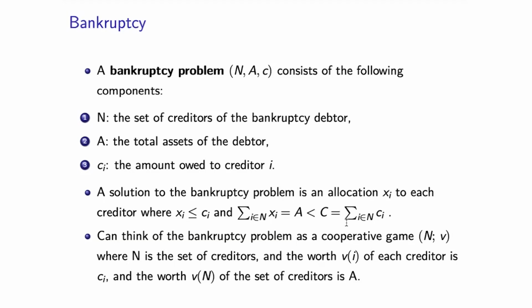Okay. Now, what's the connection with the cooperative games that we have been talking about? So we can think of this bankruptcy problem as a cooperative game, where N is the set of creditors, and the coalition function actually tells us the worth of each creditor. Okay, so that's the Ci. And the worth vN of the total set of creditors is given by A, which is the value of assets, right? So that's the connection between what we have been discussing and this bankruptcy problem.